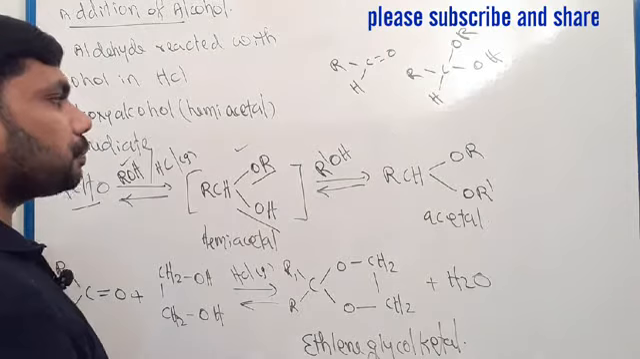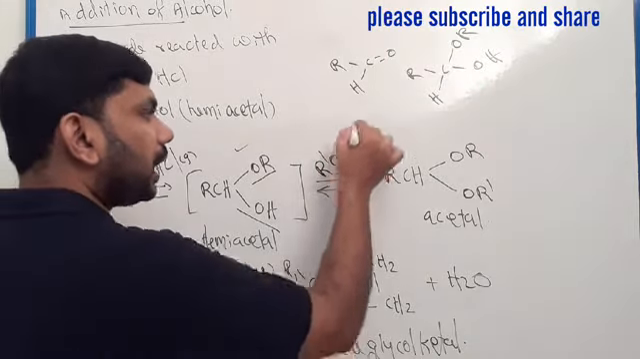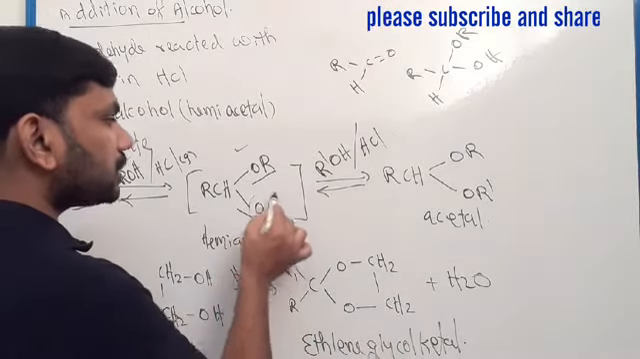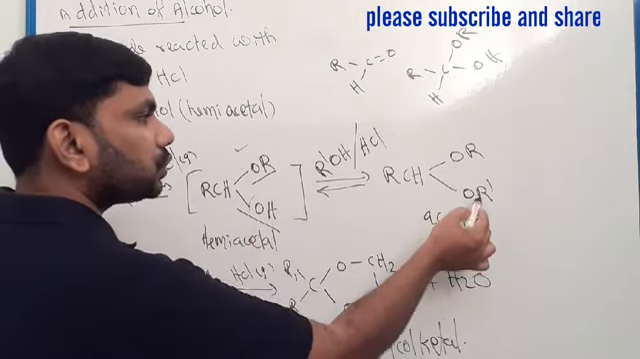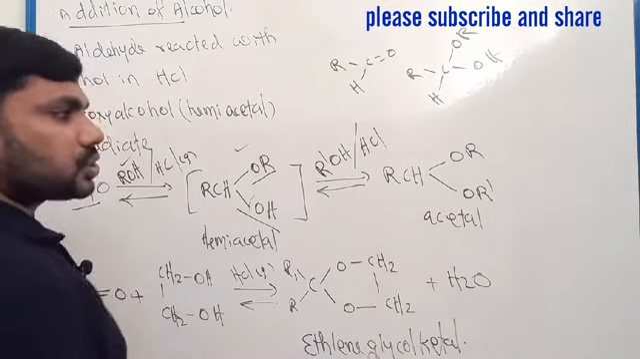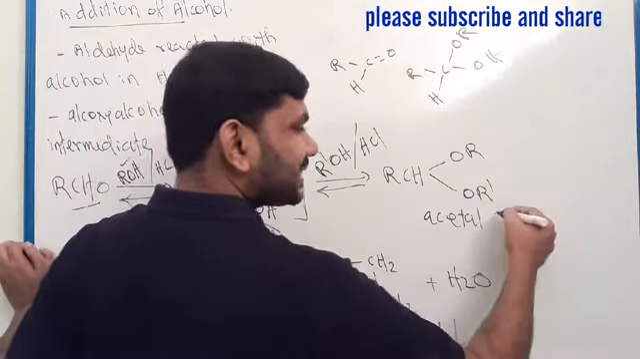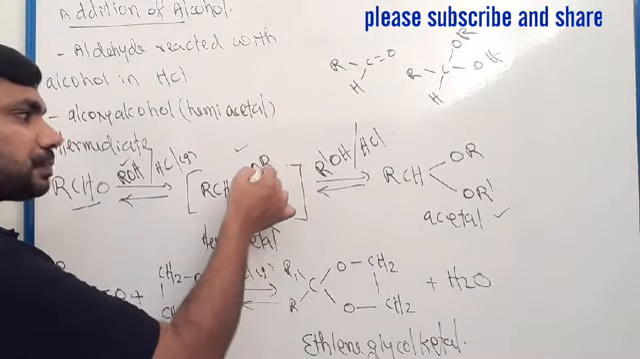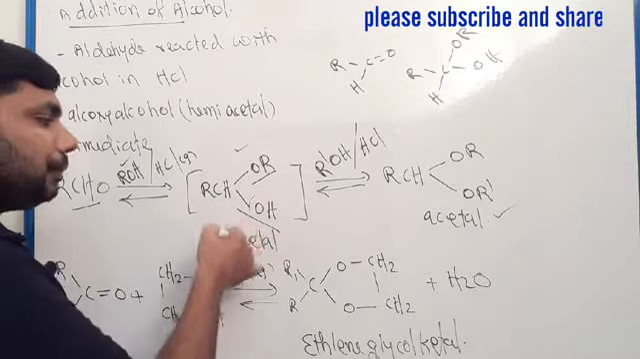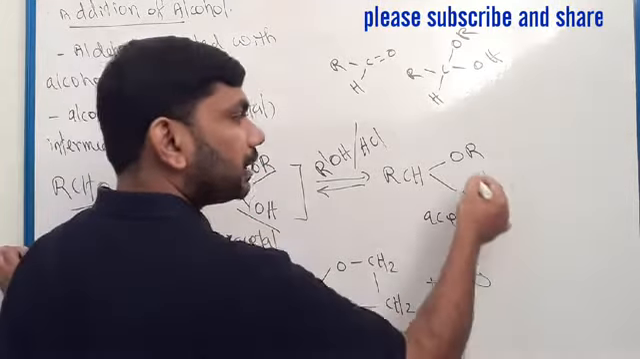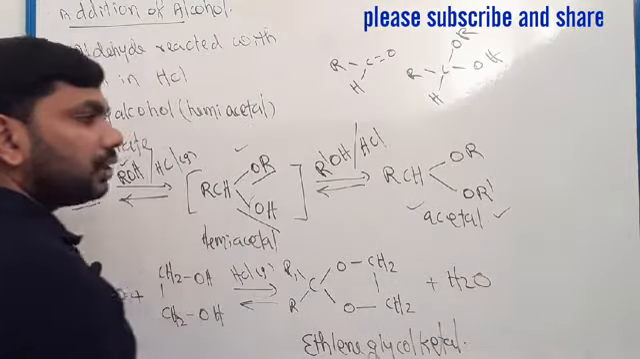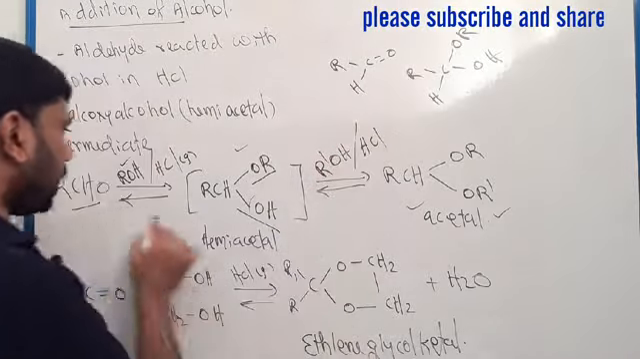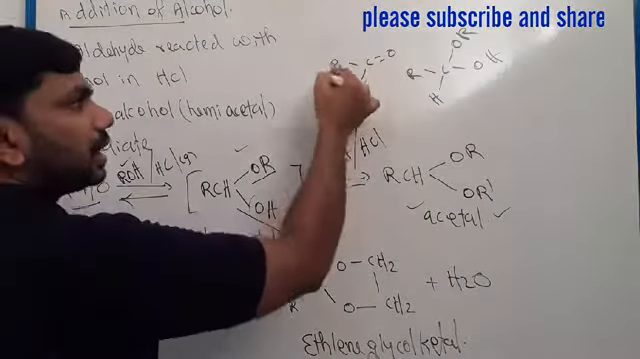This intermediate product again reacts with another alcohol in the presence of HCl. This OH part is again converted into OR. So here this is acetal. This is hemiacetal: here, on half of this part there is OR. Now both sides have OR, so it is acetal. Look here, actually this is aldehyde, RCHO.